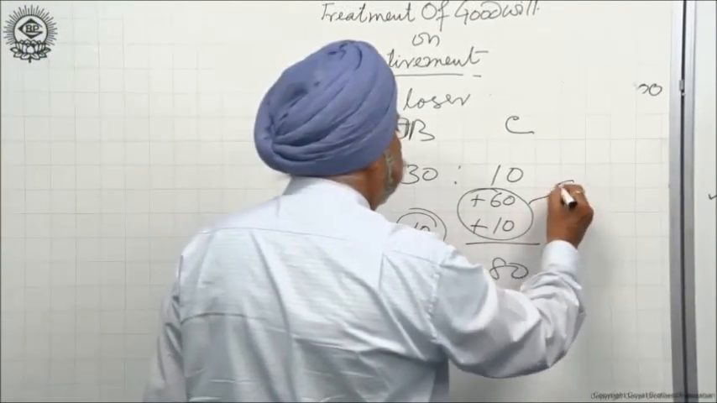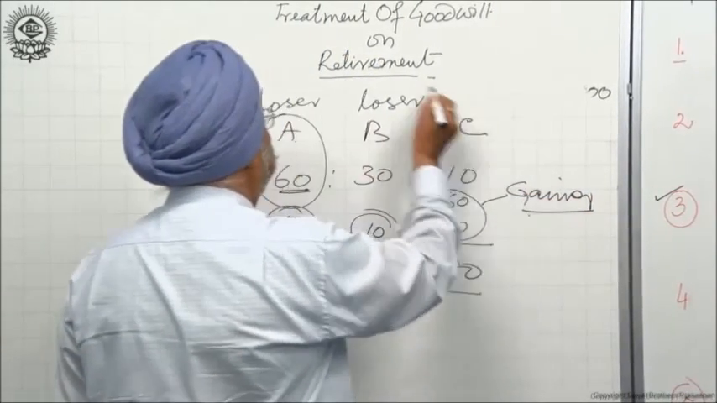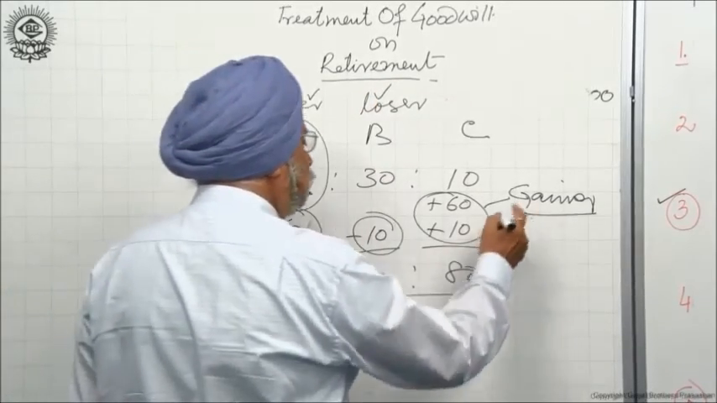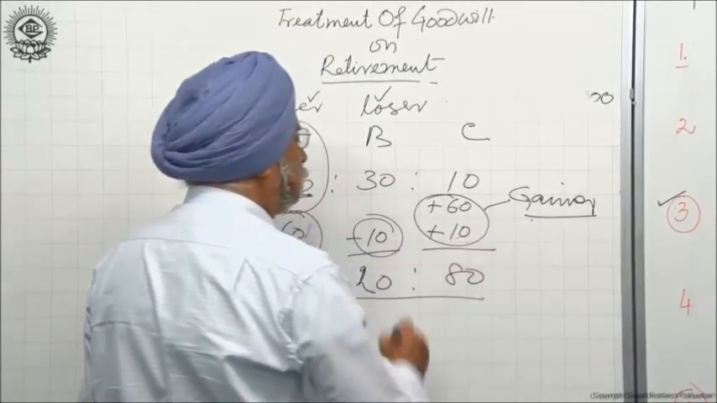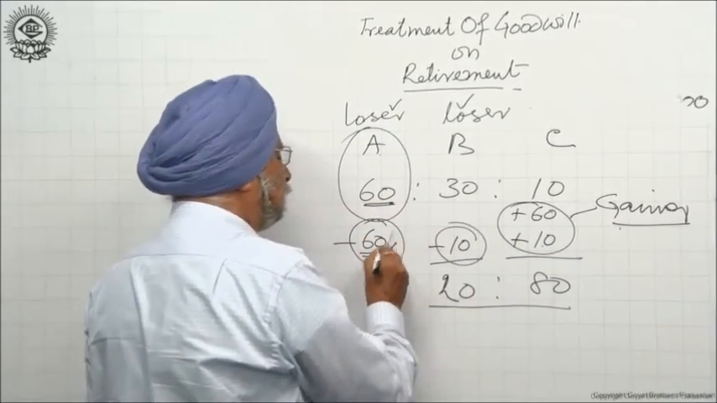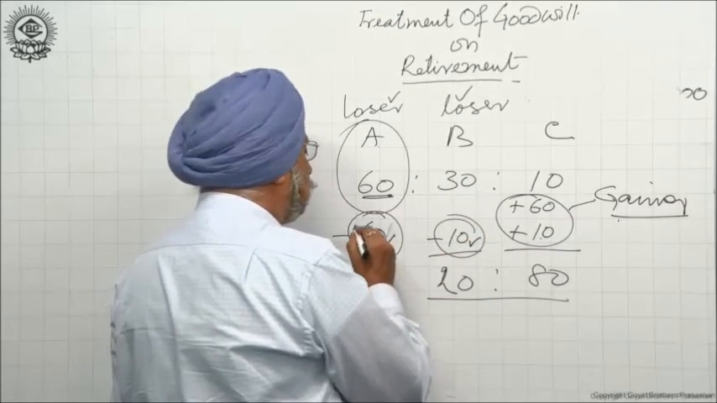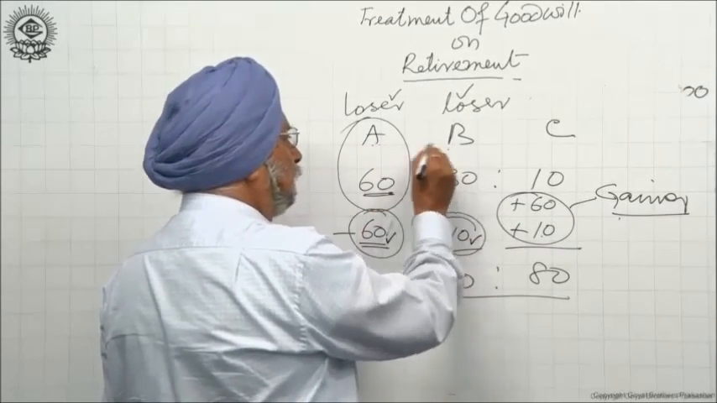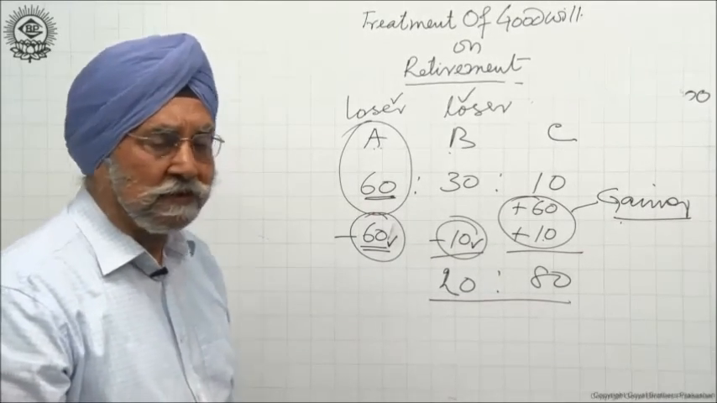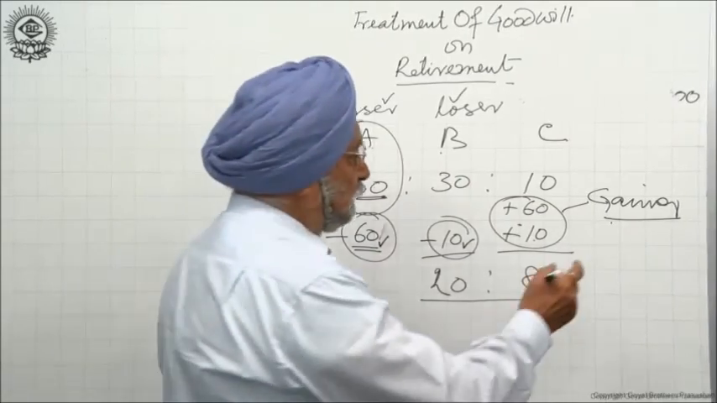The gainer must compensate the losers. How much is he gaining? 70. How much is A losing? 60. How much is B losing? 10. So A and B both will be credited because they are losers, and the entire debit will go to C. This is the case here.